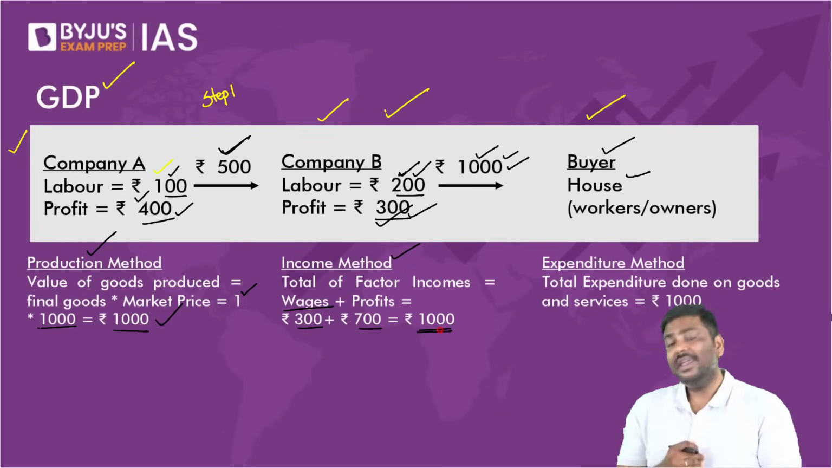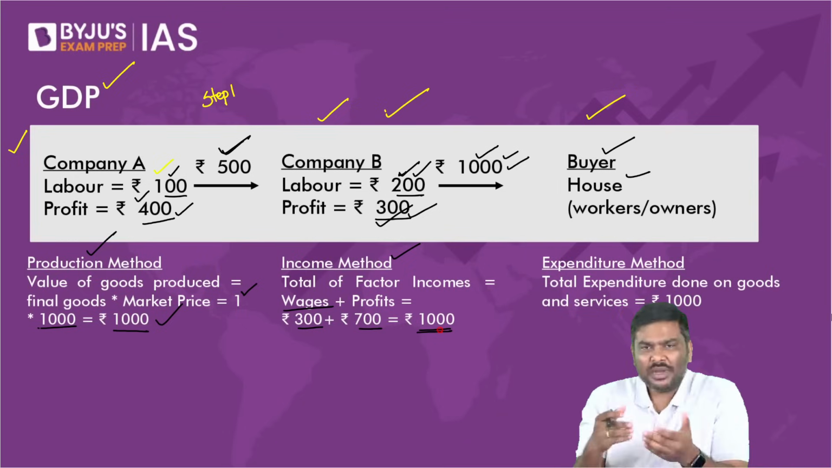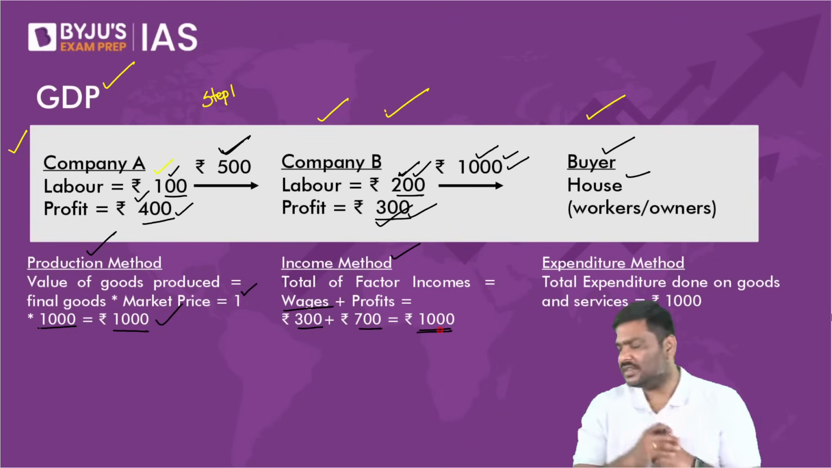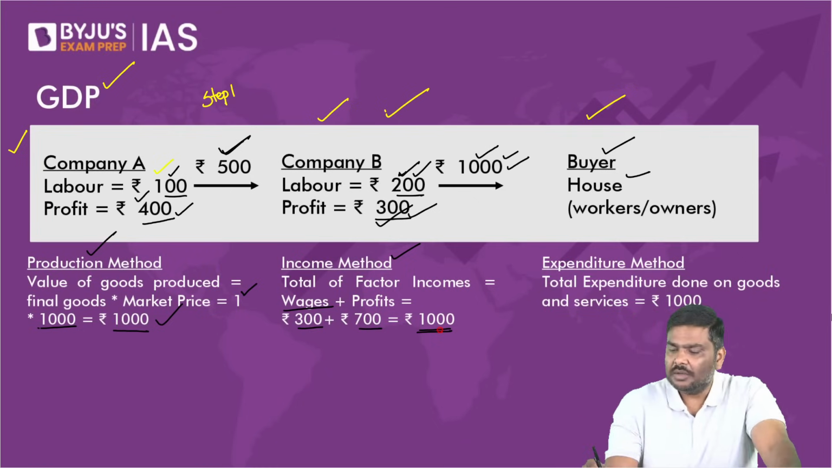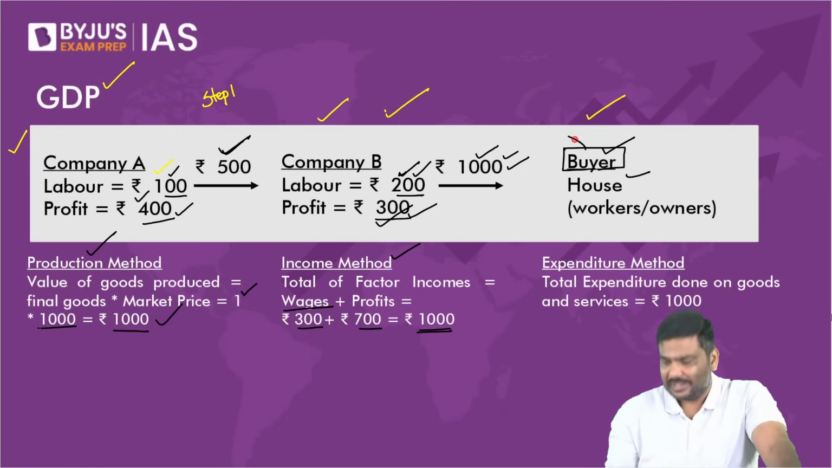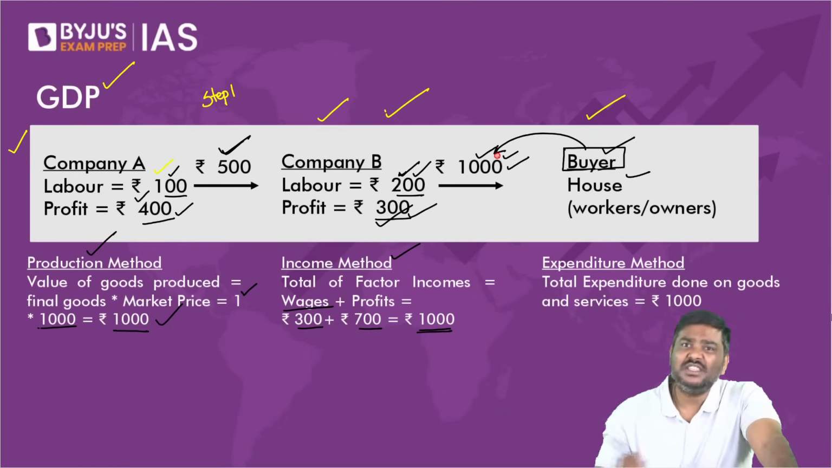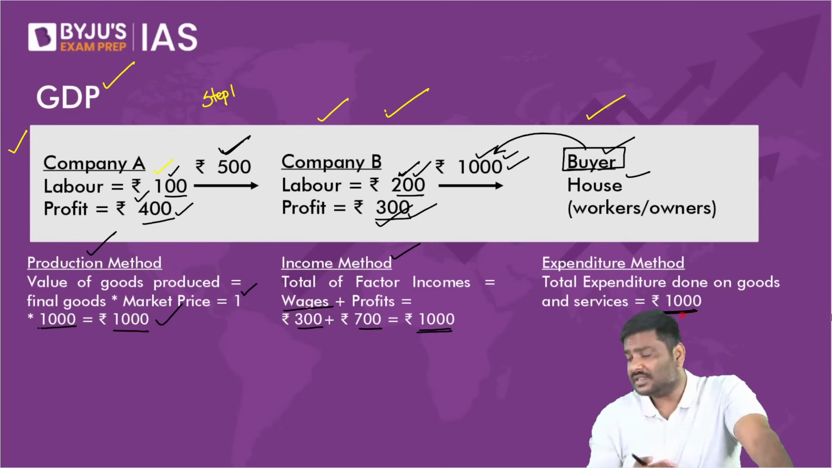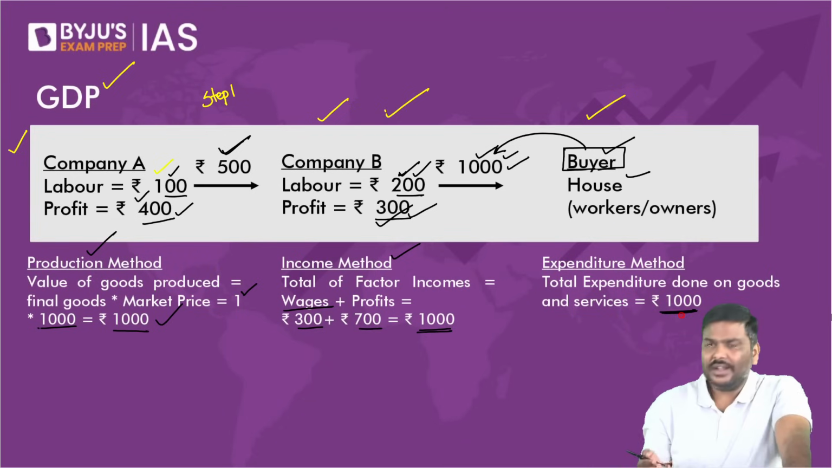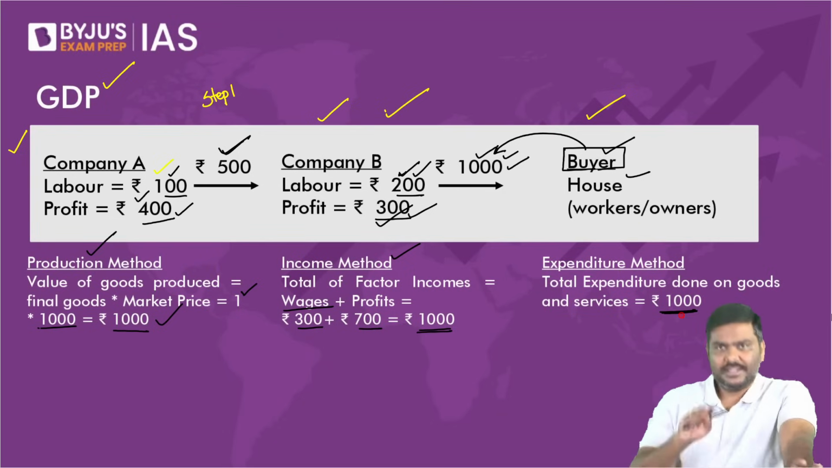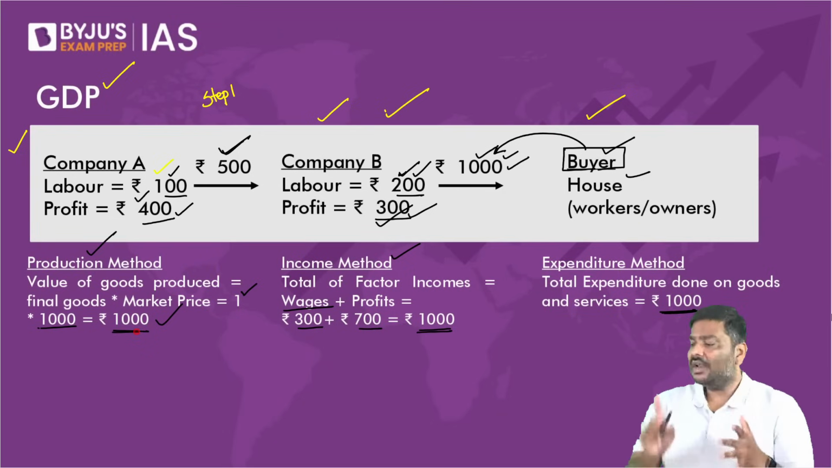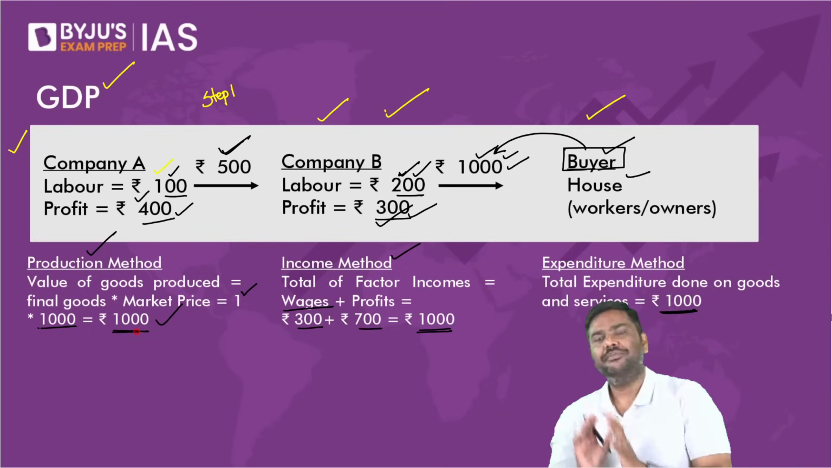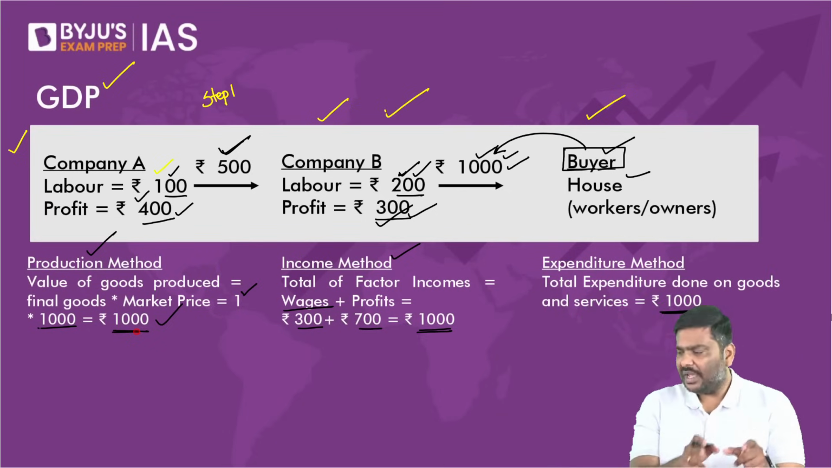Come to the third one, expenditure method. How much expenditure has been done on final goods and services here? How much is the total expenditure on final goods and services? The buyer has purchased this product in the market and has paid 1000 rupees. That is basically the 1000 rupees spent in the economy on final goods and services. So please have a look at it and tell me, is it okay if I say GDP value, either through production method or income method or expenditure method, should be one and the same? All of you agree? Should be one and the same.